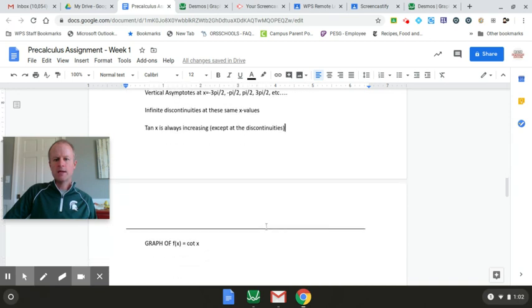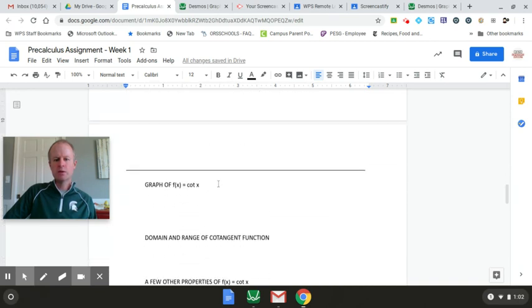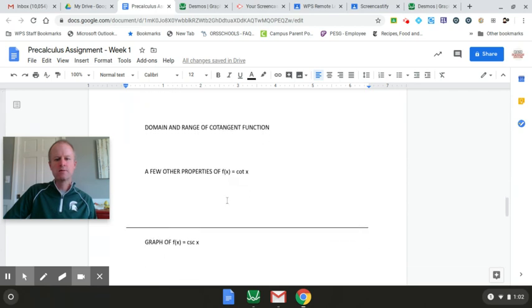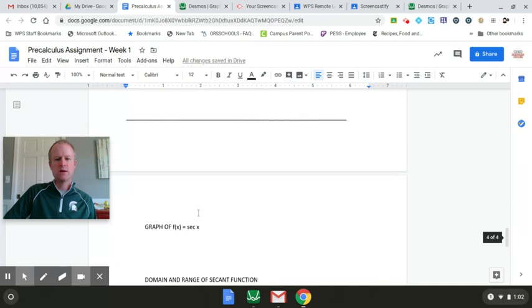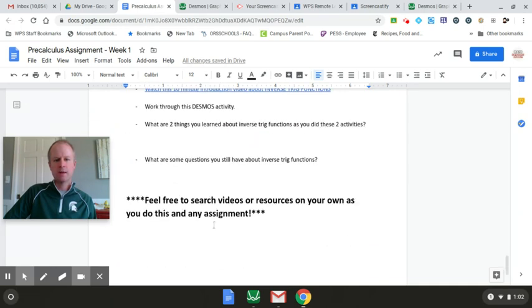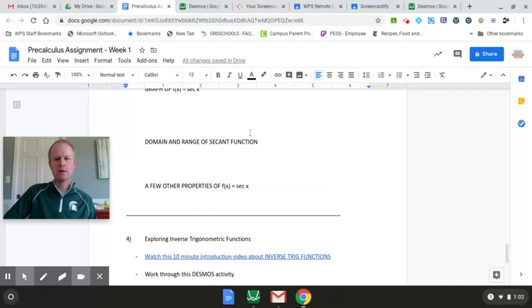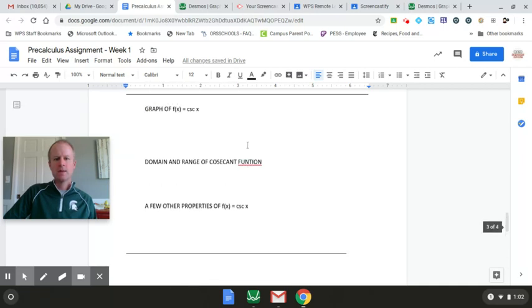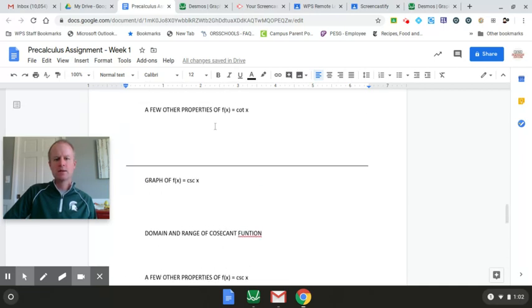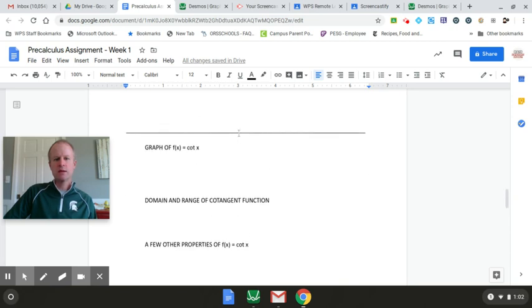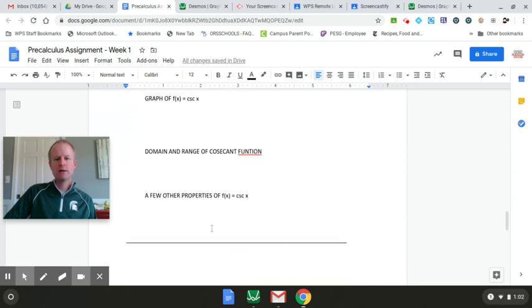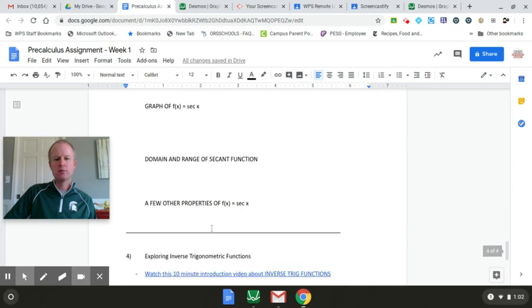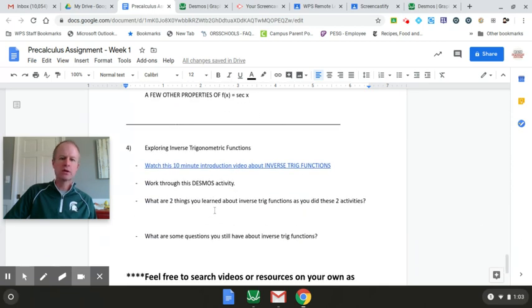And then we're going to do the exact same thing, and this is what you'll do on your own. You're going to graph cotan of x. You're going to graph cosecant of x. And then you're going to graph down below secant of x. Those other three are on your own. So that's part of the assignment. First of all, you're going to do the Desmos activity. Then you're going to graph these three other graphs and type in domain, range, and some properties, taking your own notes on here. Finally, you're also going to do a brief introduction to inverse trig functions.